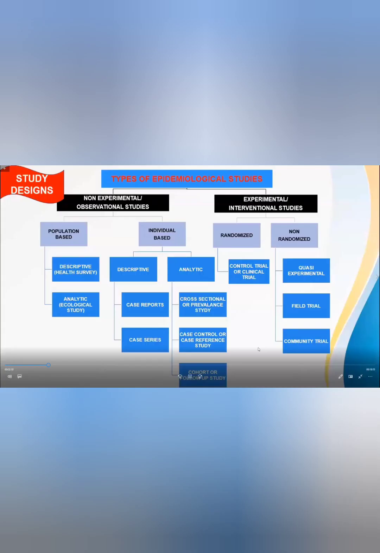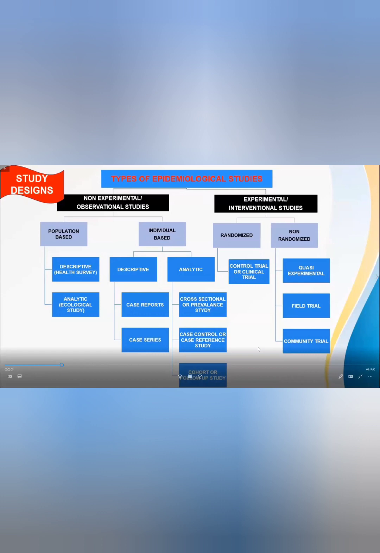What are the types of studies? It is broadly classified into non-experimental, that is observational studies, and experimental, interventional studies. The observational studies are subdivided into population-based and individual-based studies. The descriptive health survey and analytic ecological study all come under the population-based observational studies, and the individual-based is further subdivided into descriptive and analytic. Case series and case report come under descriptive studies, and cross-sectional, case control and cohort studies all come under the analytic individual-based studies.